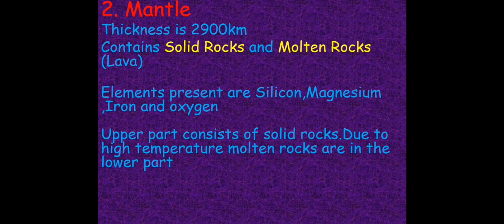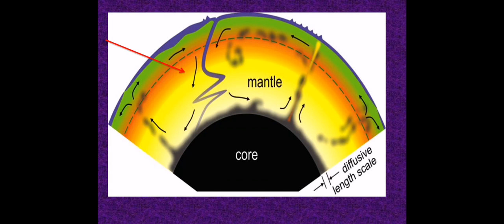So mantle has two parts. Upper part consists of solid rocks. Lower part consists of molten rocks, or you can say lava. Here, look at the colors: crust, mantle and core. You can see the two layers of the mantle.